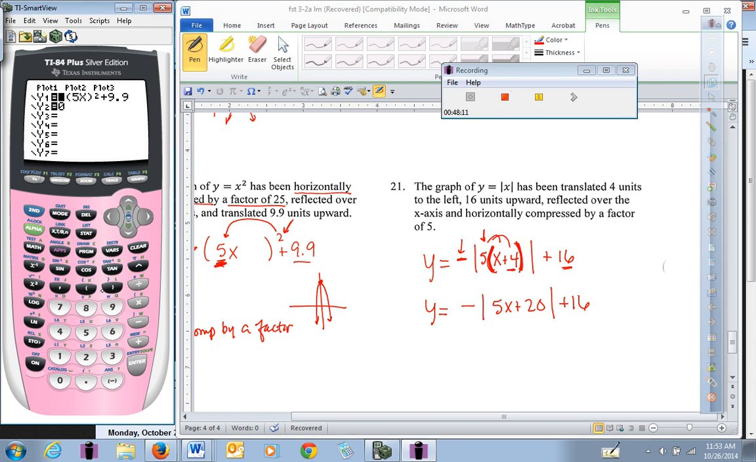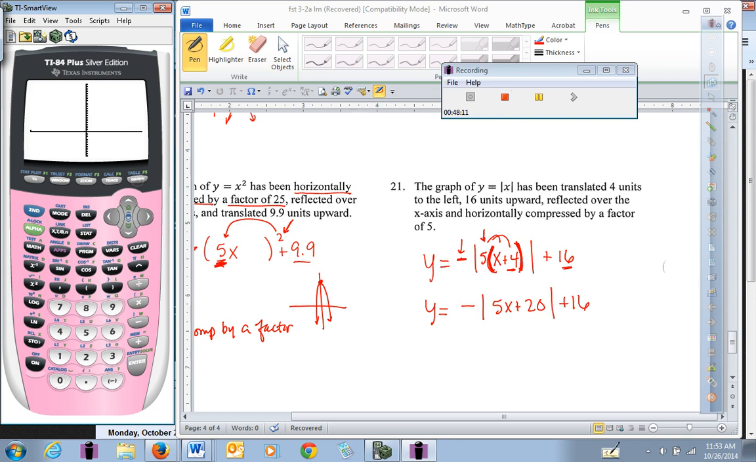So let's see what that would look like. So I'd have the opposite of the absolute value of, choose that, and I'll say 5x plus 20, and then a plus 16. Okay, so I'm going to need a slightly bigger window for this. Because what did we say is going to happen here? This is going to go 4 to the left and up 16. So I just need to get some more height on it, and it's opening downwards. Let me just move this to 20, and I think that should be good enough to see it on there.